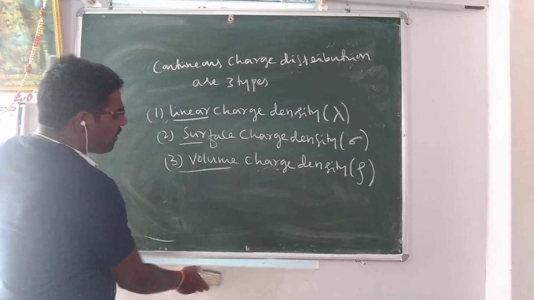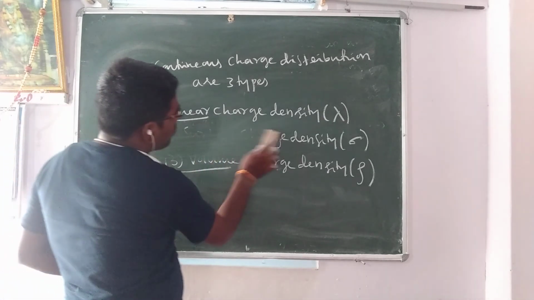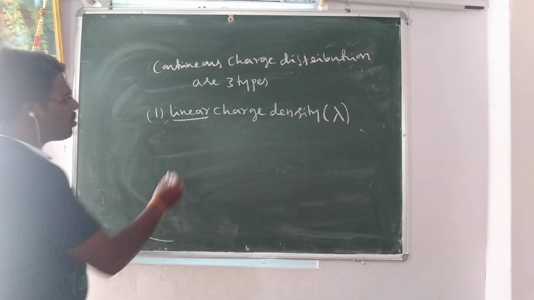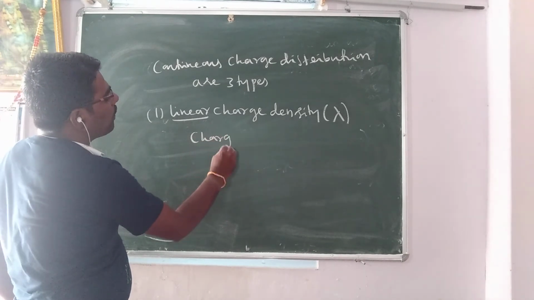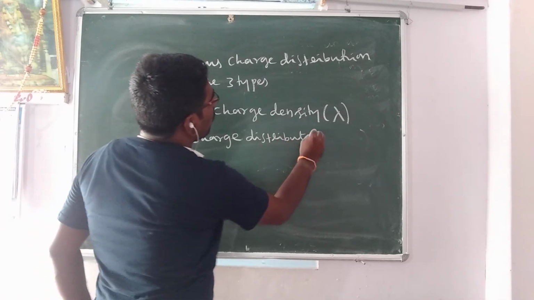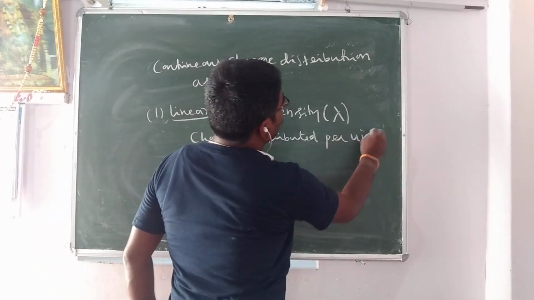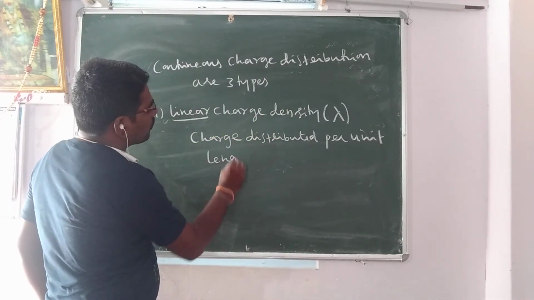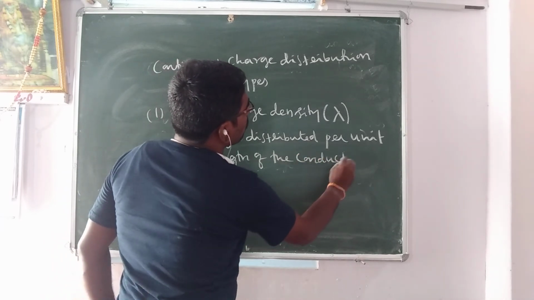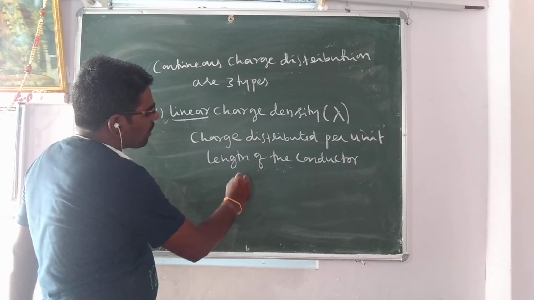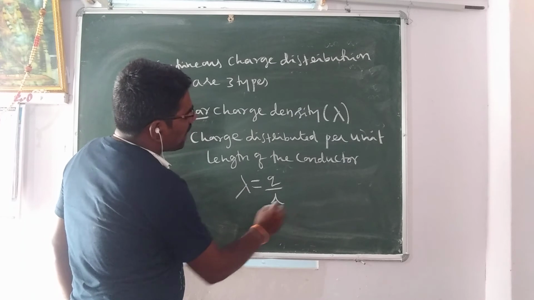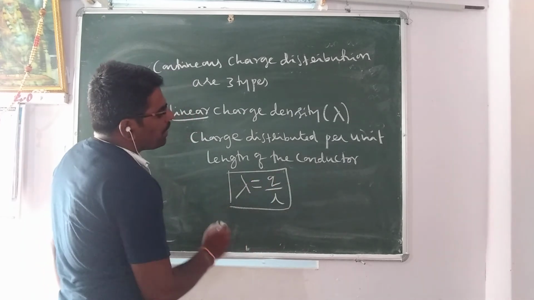First, what is linear charge density? Linear charge density is the charge distributed per unit length of the conductor. Lambda is equal to the quantity of charge per unit length.